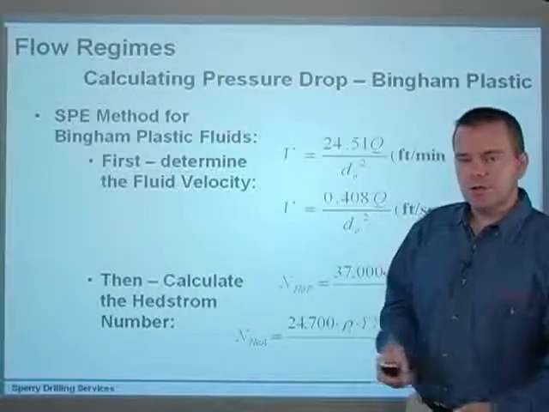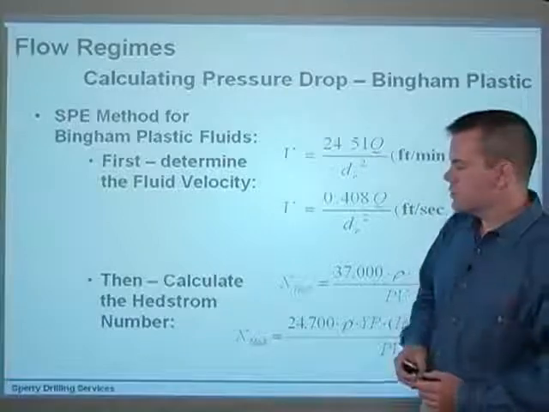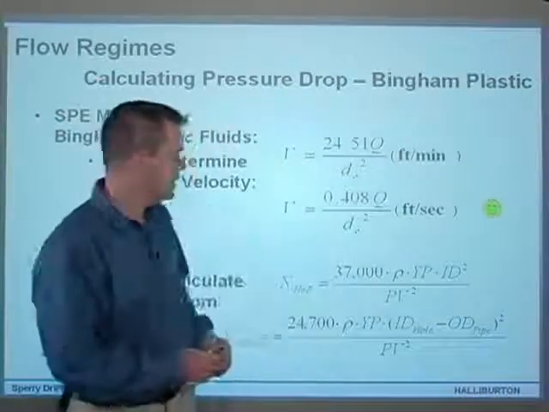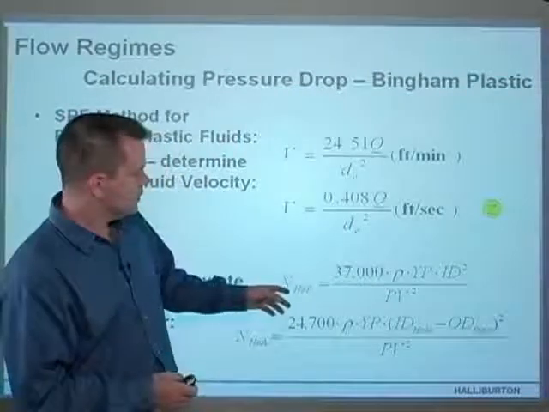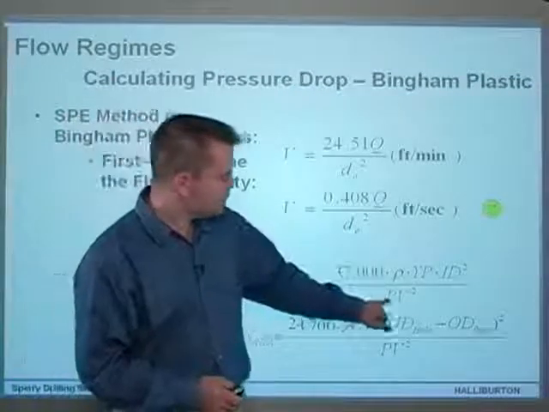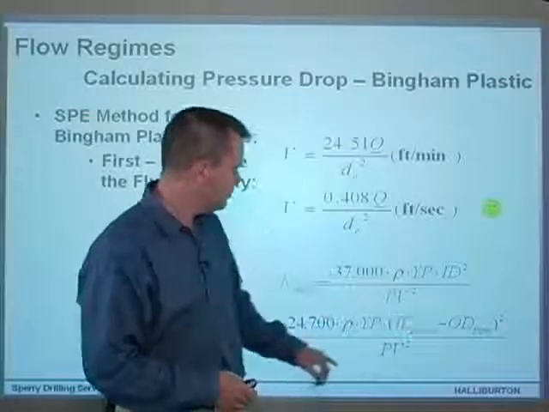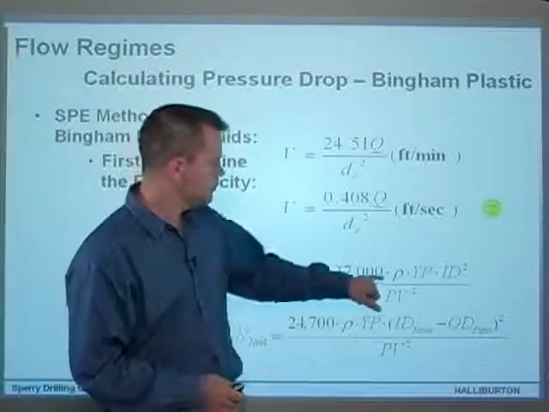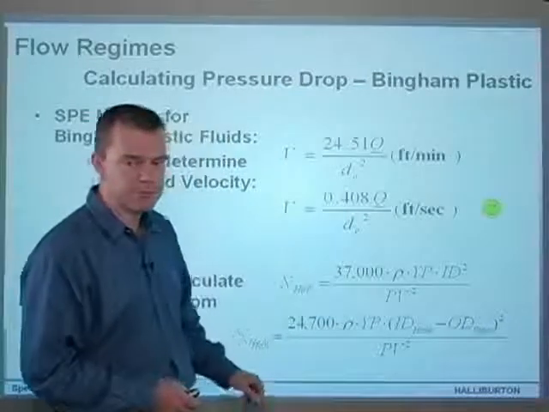So once you've got your fluid velocity, you have to calculate what's known as the Hedstrom number, which is a bit of a headache as well. And that's using PV and YP, the ID of the pipe. This is the Hedstrom number for pipe. A large constant here, and the density of the fluid.